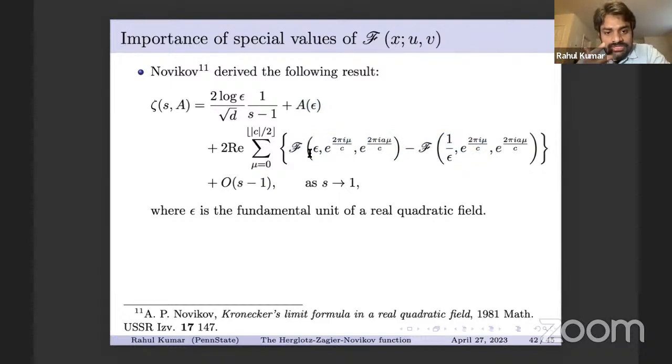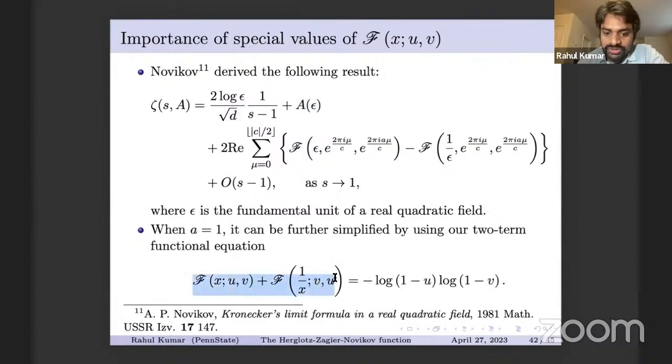So what is this epsilon? Epsilon is a quadratic unit. If we want to use this two-term functional equation, we should have (u, v) comma (v, u). That is not there, because here you have exponential 2 pi i mu over c, and here you have exponential 2 pi i a mu over c. And here again u and v are the same. But when you take a equal to 1, they become the same, right? Then you can use this two-term functional equation, and then you will have only one f.